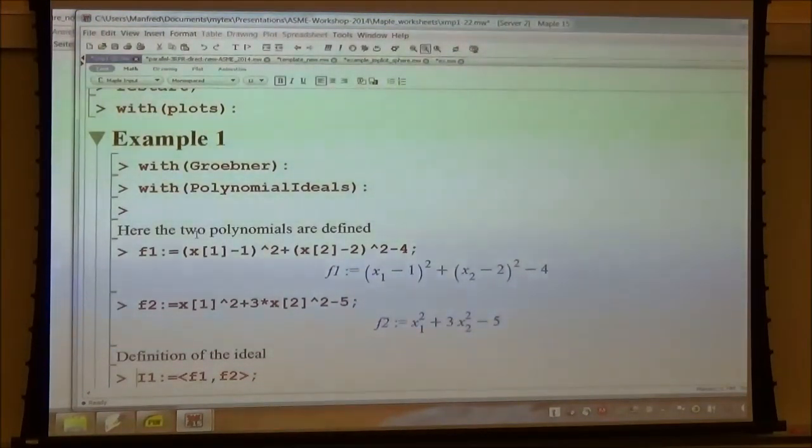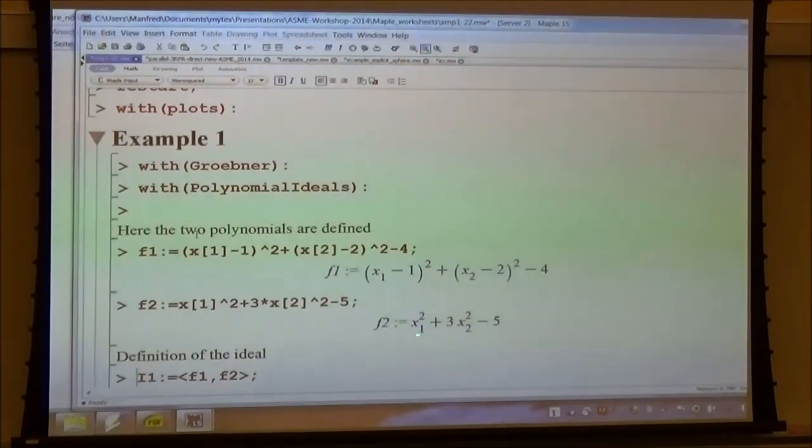But you can, of course, look at the affine variety. We will do that immediately. Does anybody see what the affine variety is to this polynomial? (x1 minus 1) squared plus (x2 minus 2) squared minus 4 equals 0. This is a circle with radius 2, and the center of the circle is (1, 2). You can see this from the equation.